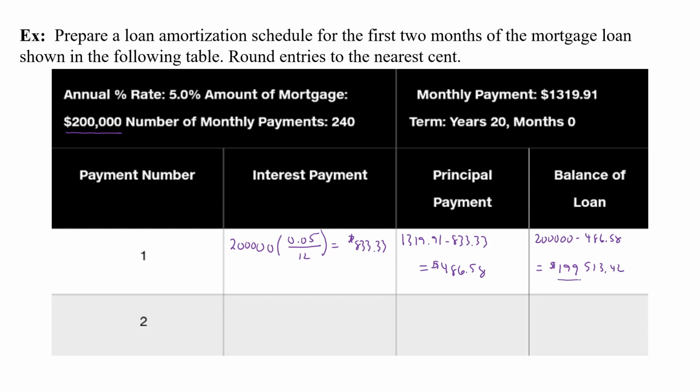Now we're going to do exactly the same thing on the next line, except now our balance is 199,513.42. So we'll have 199,513.42 times 0.05 over 12, and that's going to give us how much interest. Then we take 1319.91 minus whatever that value is, and that's going to give us our principal. Then we take 199,513.42 minus whatever our principal was, and that will give us the balance of our loan. So let's go do that.